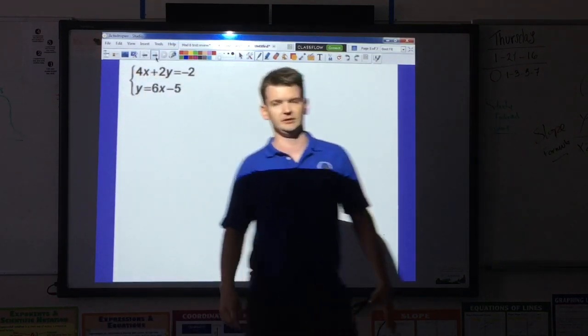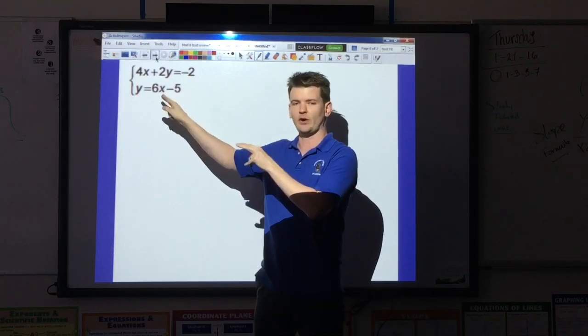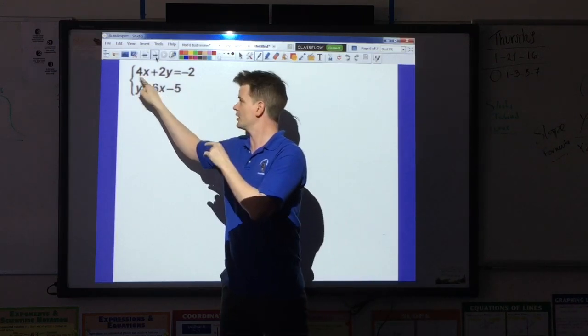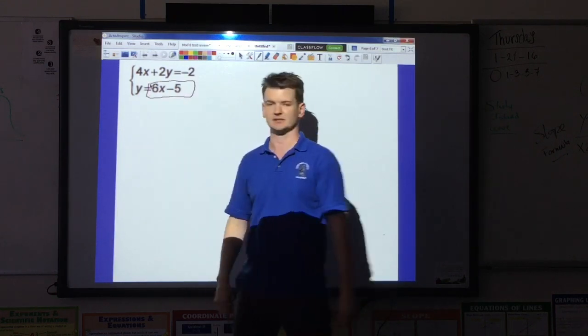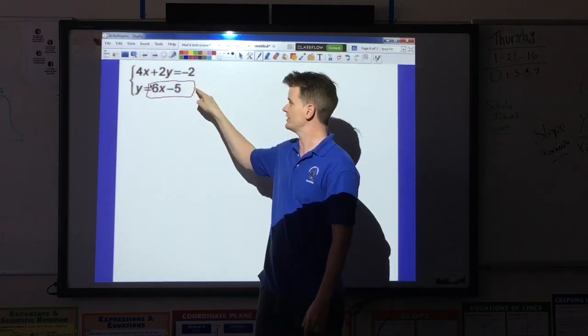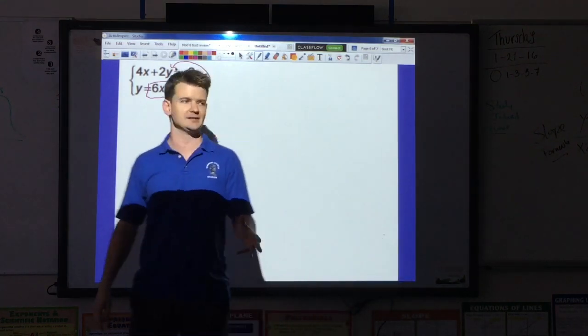This next problem here, a little different. Notice that I only have one equation that has a variable completely alone by itself. That's the bottom one here, which limits my choices. This means that I have to substitute this in to the y in the other equation. Watch as I do that.